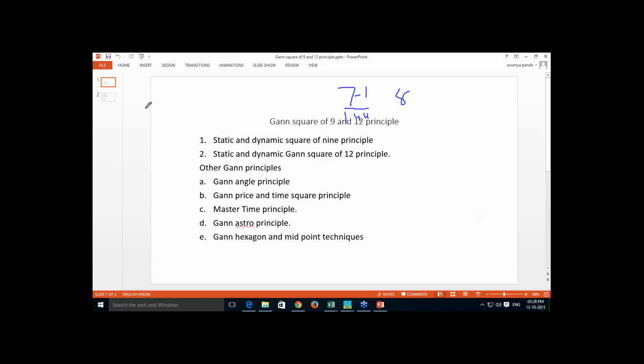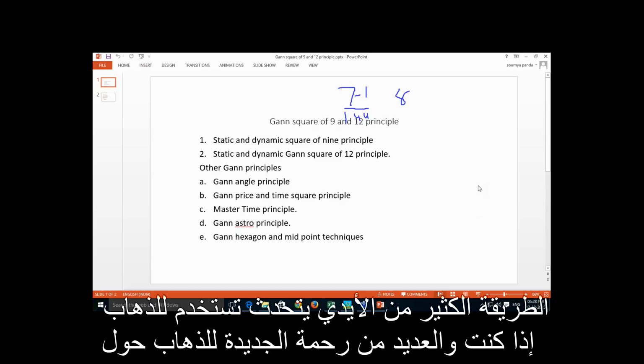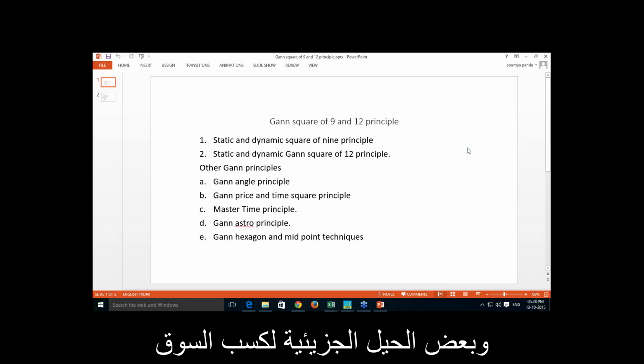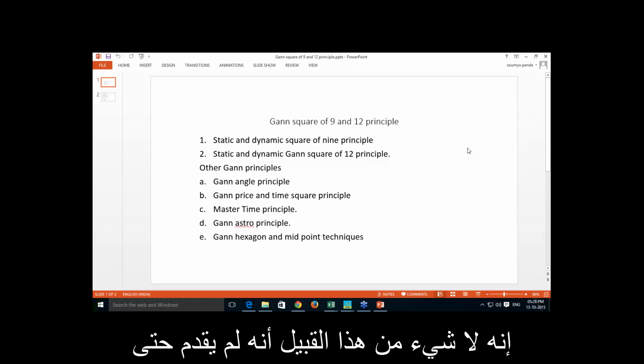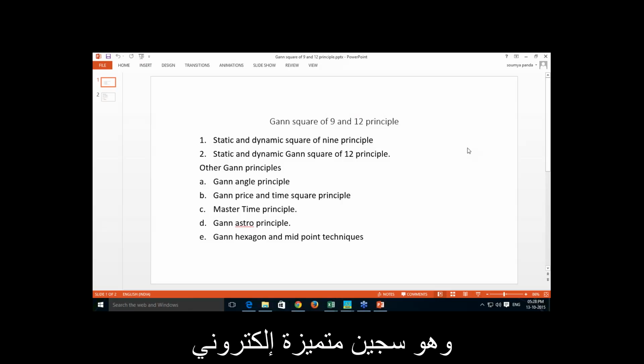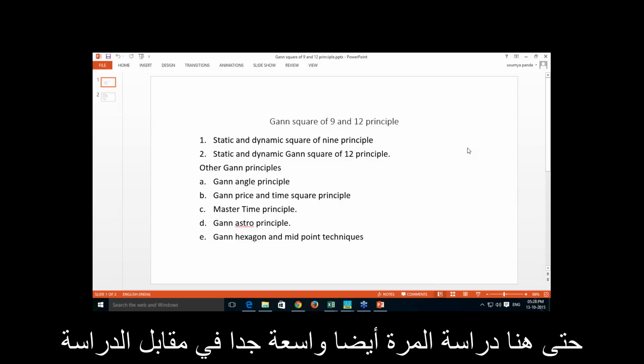And many rumors and fancy talks used to go around the web saying that Gann has done this, done that, has some miracles and miraculous tricks to win the market. It is nothing like that. He has given certain principles for projection of price and time, which is unique and distinct in its nature. So here the time study is also very extensive in Gann's study.